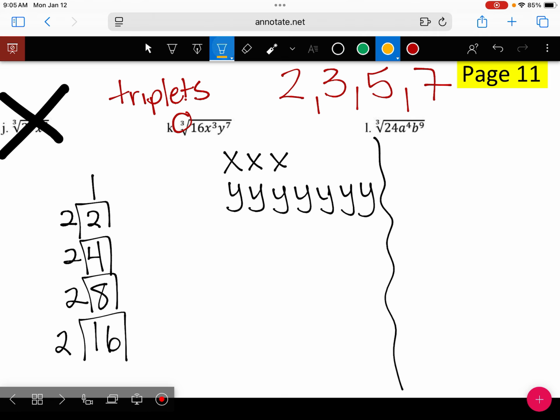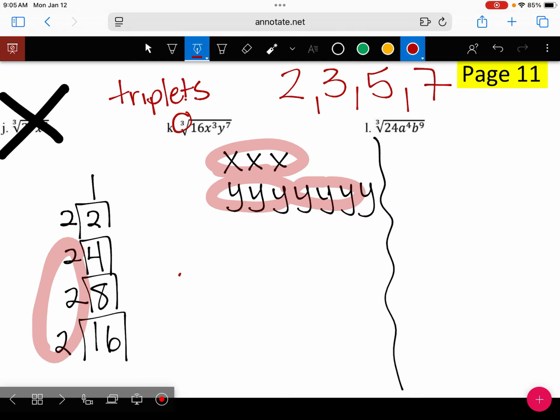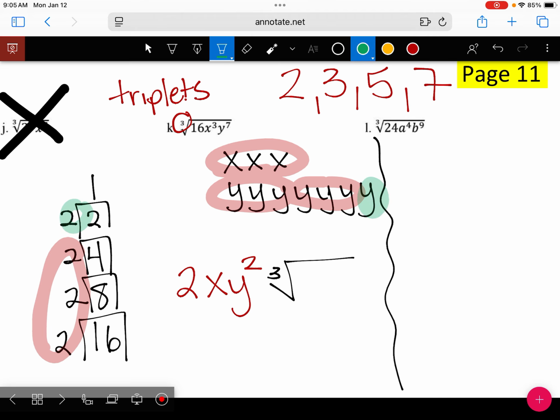So I'm looking for my triplets. I have 1 set of 2s that can come out, 1 set of x's, and 2 sets of y's. So let's bring those out. I have a set of 2s, a set of x's, and 2 sets of y's. And what has to stay under is what did not have a partner. So that would be 1 y and 1 2. So this would be your final answer.